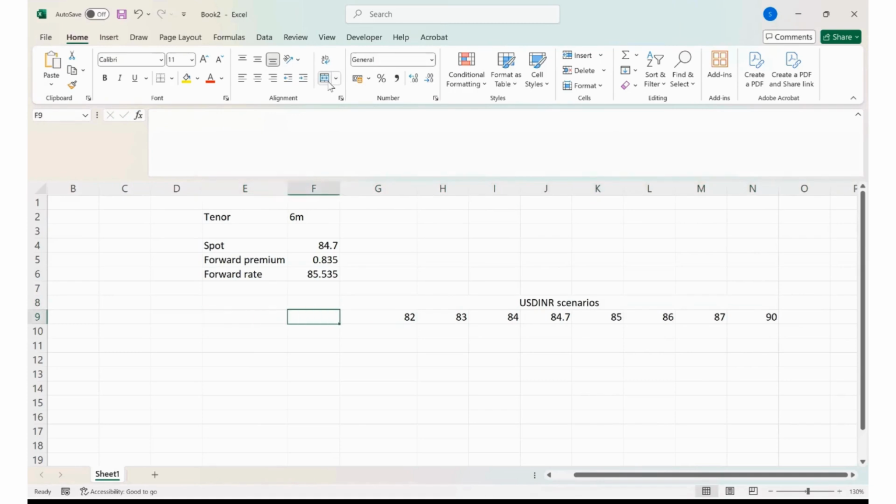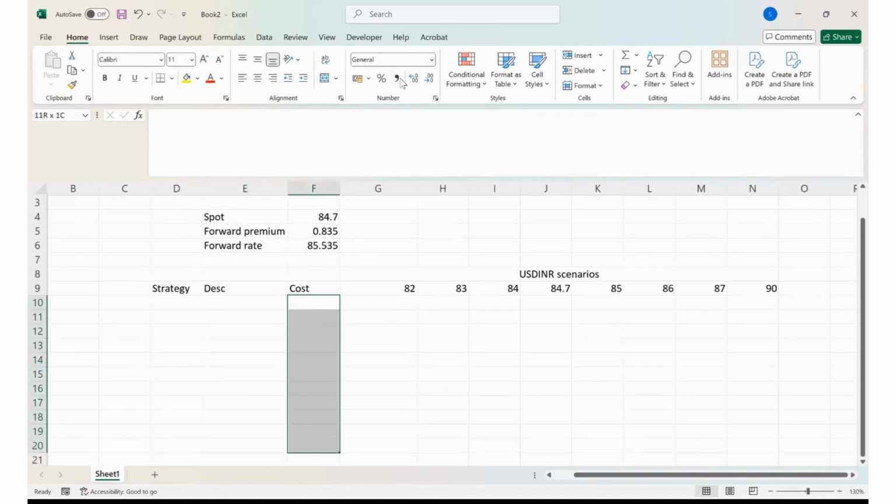Now, on the other hand, let me just write here, what is the strategy? Option strategy, right? What is the description of the strategy? What is the cost of the strategy? Right? Ultimately, every strategy could have a cost. So the cost of the strategy, all of this I need to now evaluate.